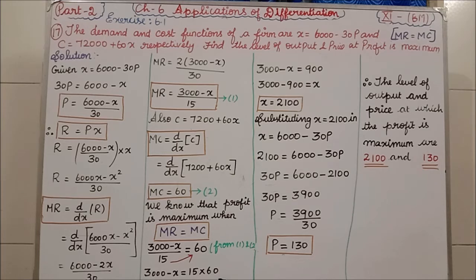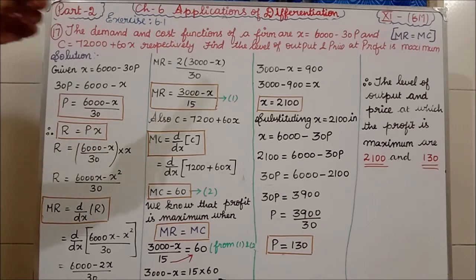Now, what is given in the question first? X equal to 6000 minus 30p. First we have to find the marginal revenue value. What is the revenue formula? Revenue is equal to P, price, into X. This formula we have applied in more than 3 problems. So revenue is equal to P into X.